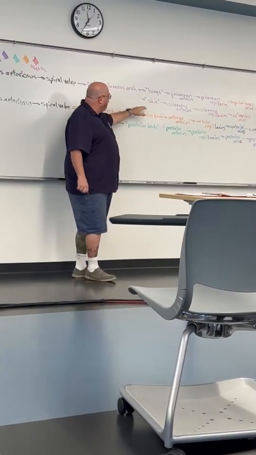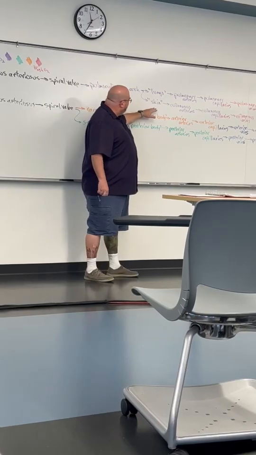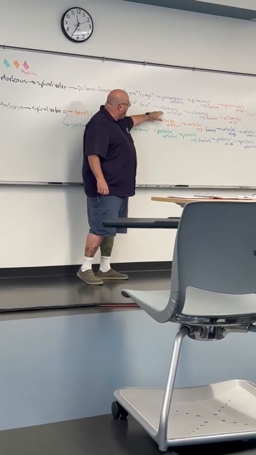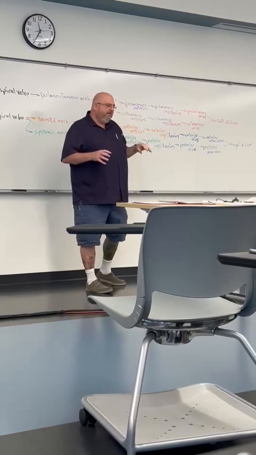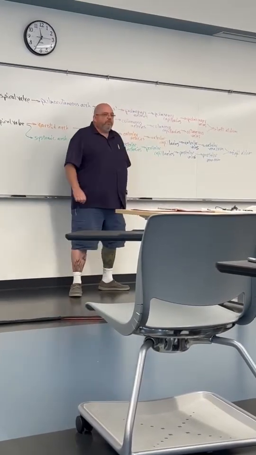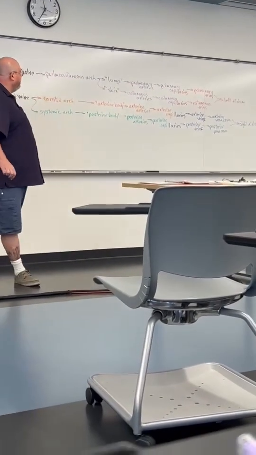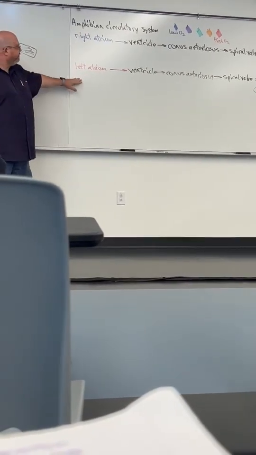If the frog was underwater, the blood was sent to the skin, and here we have the cutaneous arteries. Cutaneous means skin. And then to the cutaneous capillaries where oxygen is picked up from the environment. And then the cutaneous veins that drain into the left atrium.